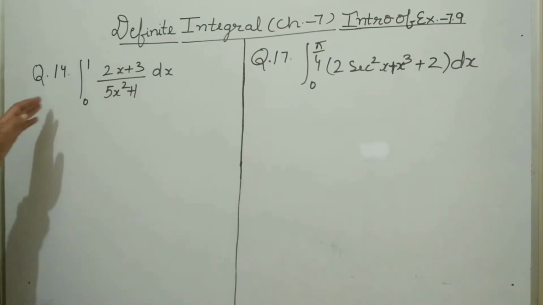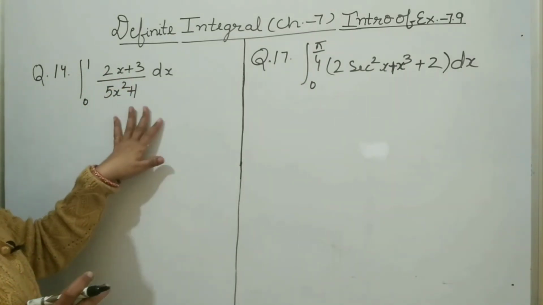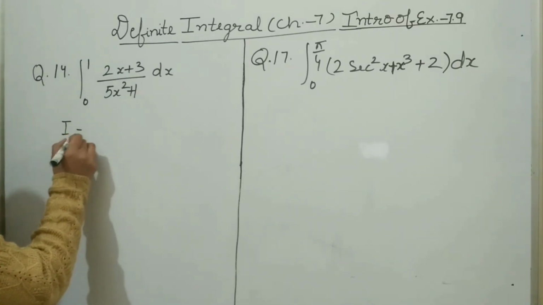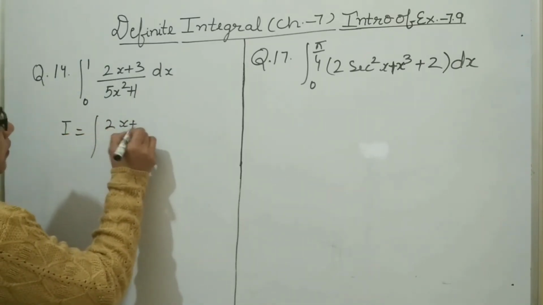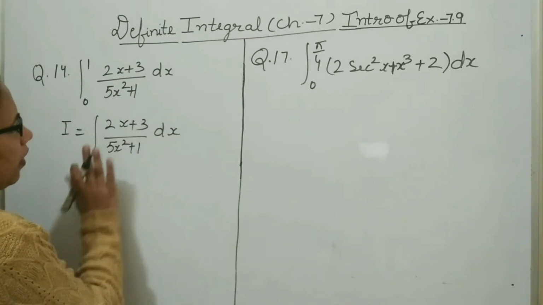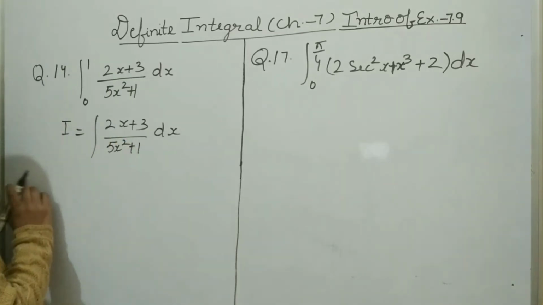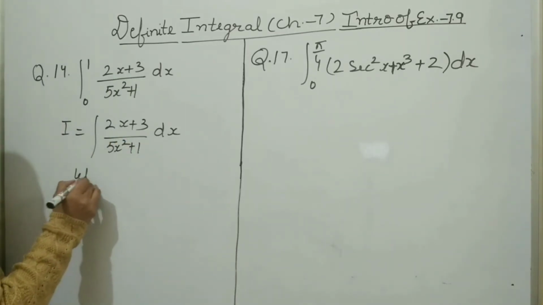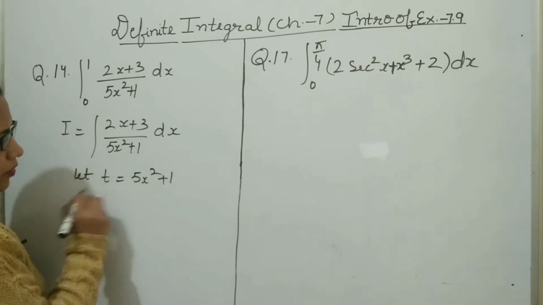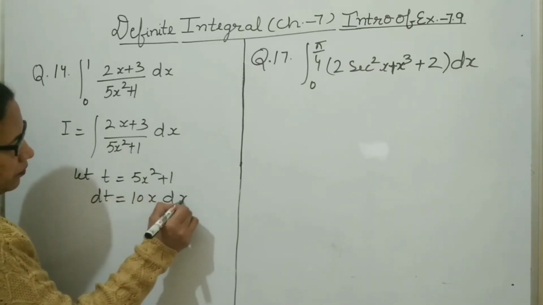Next we do question number 14, integral from 0 to 1 of (2x plus 3) over (5x square plus 1) dx. First we integrate this function, we take it as I, equal to integral of (2x plus 3) over (5x square plus 1) dx, and then after solving this we use the fundamental theorem of calculus. So first we integrate this; let t equal 5x square plus 1 by the substitution method. So dt comes out to be 10x dx.